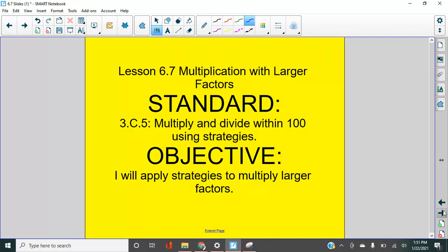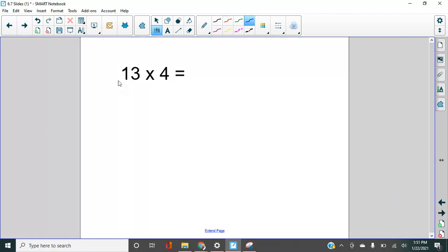So we're going to apply some strategies that we've learned to multiply some larger factors, working with our multiplication standard as well. If you remember, a few weeks ago, we did some decomposing of factors where we took apart one of the factors, and that's what we're going to work on today. Here we have 13 times 4. Well, we're going to break apart the 13 into 2 parts.